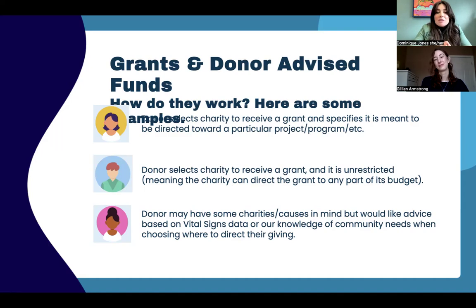Or a donor may have some charities or causes in mind, and causes could be, as Gillian alluded to earlier, advancing education, the arts, or food security projects, but they would like some advice based on Vital Signs data or our knowledge of community needs in choosing where to direct their giving. This is where we're providing them with more robust information, including our Vital Signs reports, giving them more context to select from, so the donor can make a more informed decision.